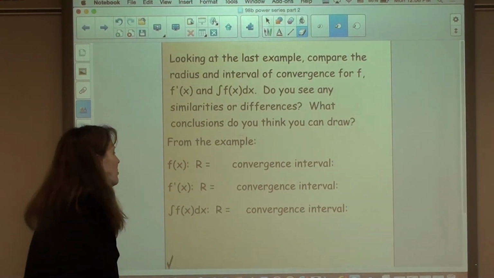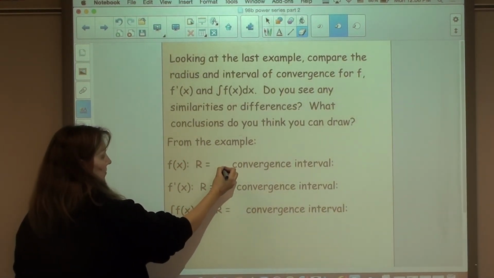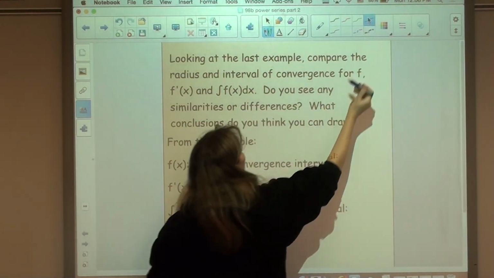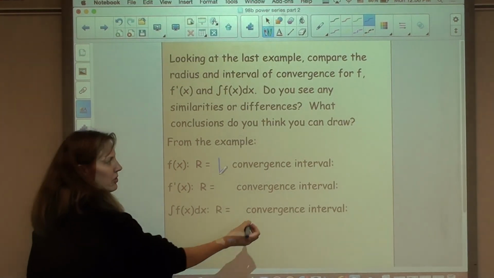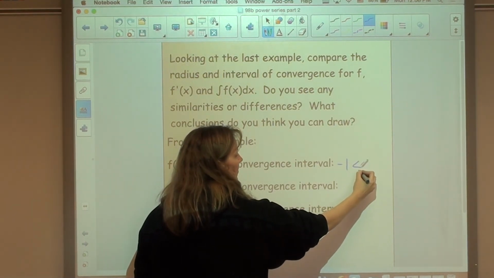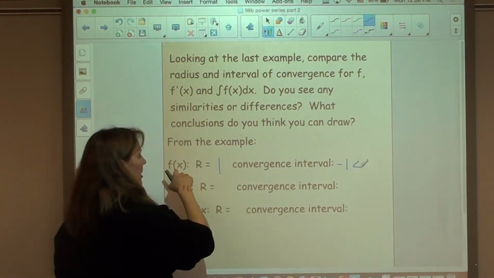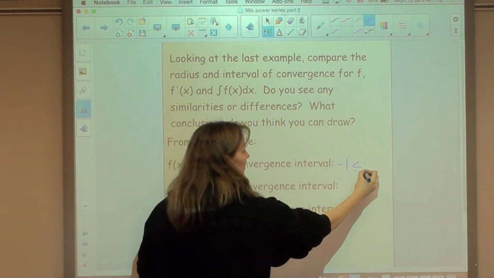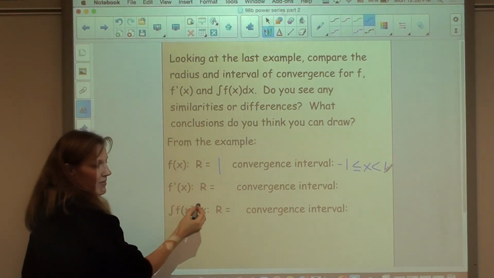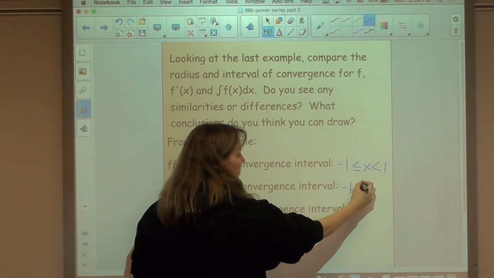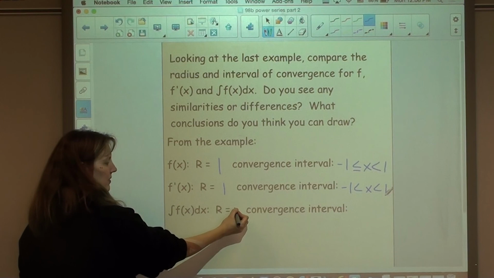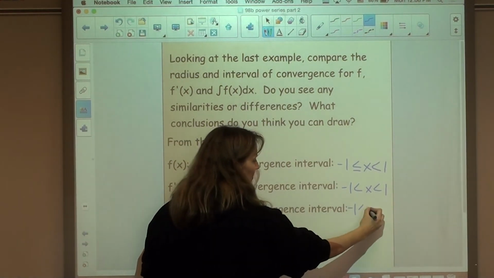For f of x, what was the radius? 1. What was the interval of convergence? -1 less than or equal to. Wait, which one is this? The original f of x. Oh, I think it's equal to less than. For f prime, 1. For the integral, what was the radius and the convergence interval?